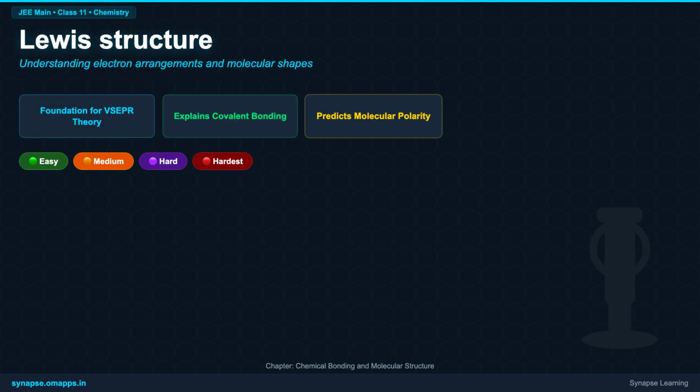Hello, future chemists. Welcome to an exciting journey into the heart of chemical bonding. Today, we are diving into Lewis structures, a fundamental concept in Class 11 chemistry, crucial for your JEE Main preparation. We'll start with the basics, gradually building up to advanced competitive insights. Get ready to explore how atoms connect and form the molecules that make up our world.